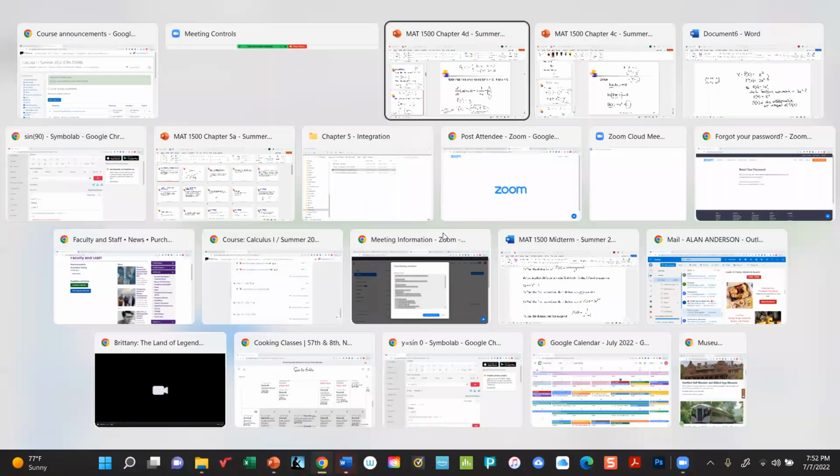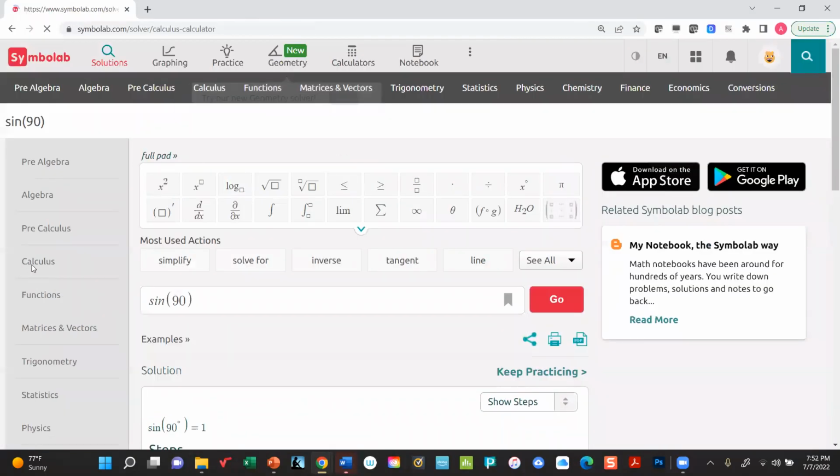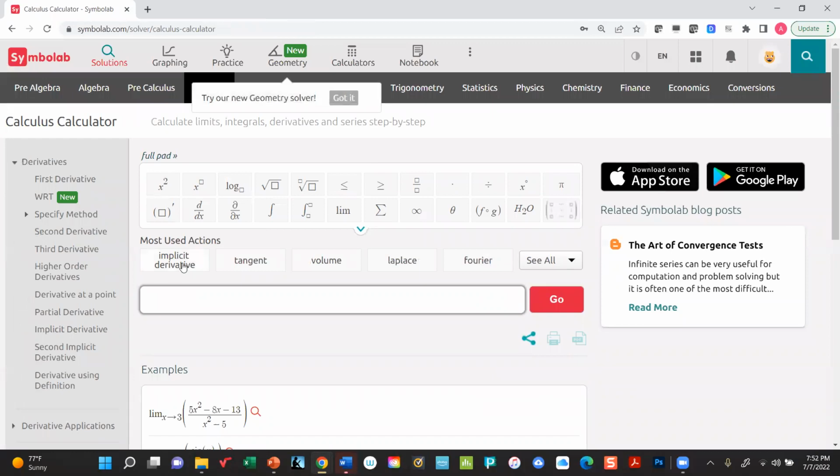So anyway, let's go back to Symbolab. Now I know it has it. It's here somewhere. Oh, there's the implicit derivatives. I couldn't figure out where they were hiding. By the way, if you want to practice with implicit differentiation, Symbolab is perfectly capable of doing it. I just didn't know where they kept it.